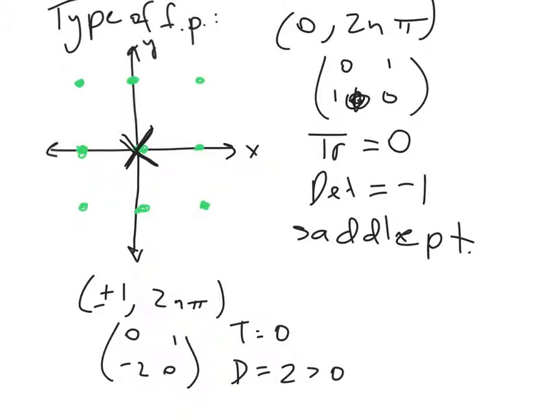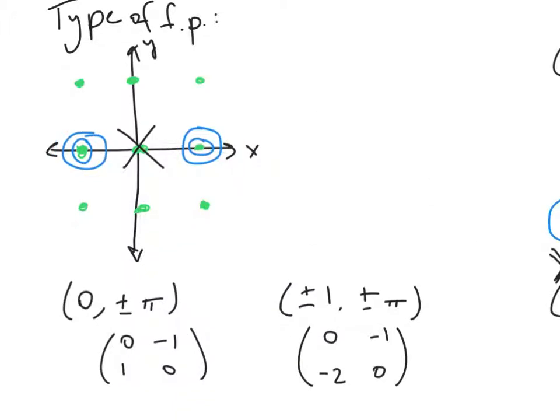At least in the linearization, it's a center. And we don't really know what the nonlinear behavior is, but it's probably close to a center. It might be a spiral or something. Anyway, I'm just going to draw in these centers temporarily as placeholders. So the two cases we have left, let's look at these guys on the axis. This is 0, plus or minus 1. And the matrix that we care about is 0, negative 1, 1, 0.